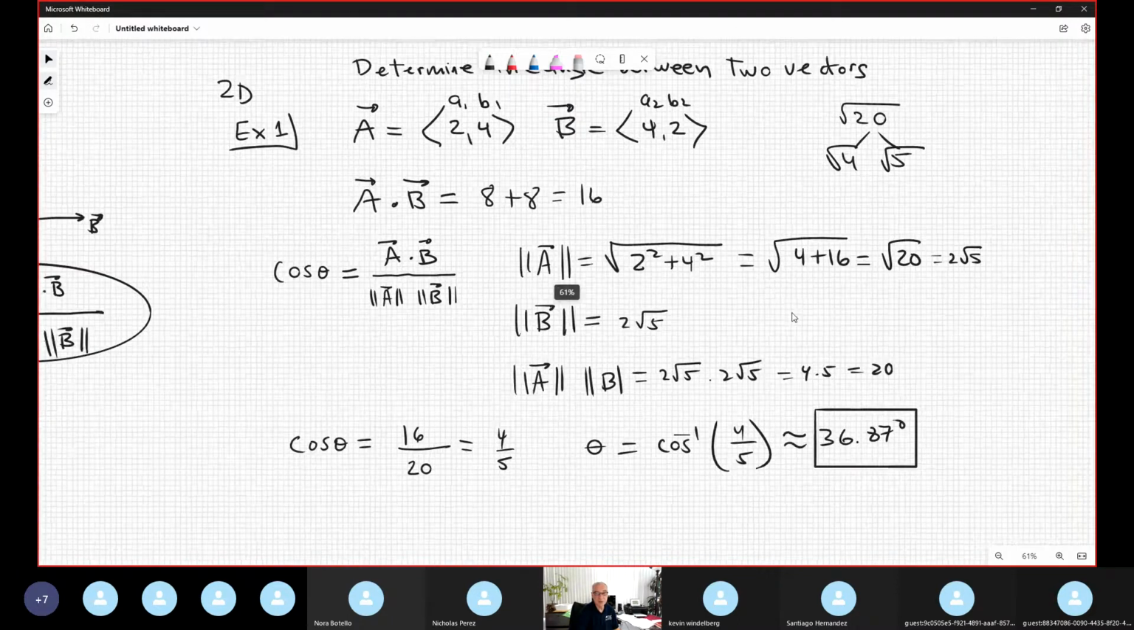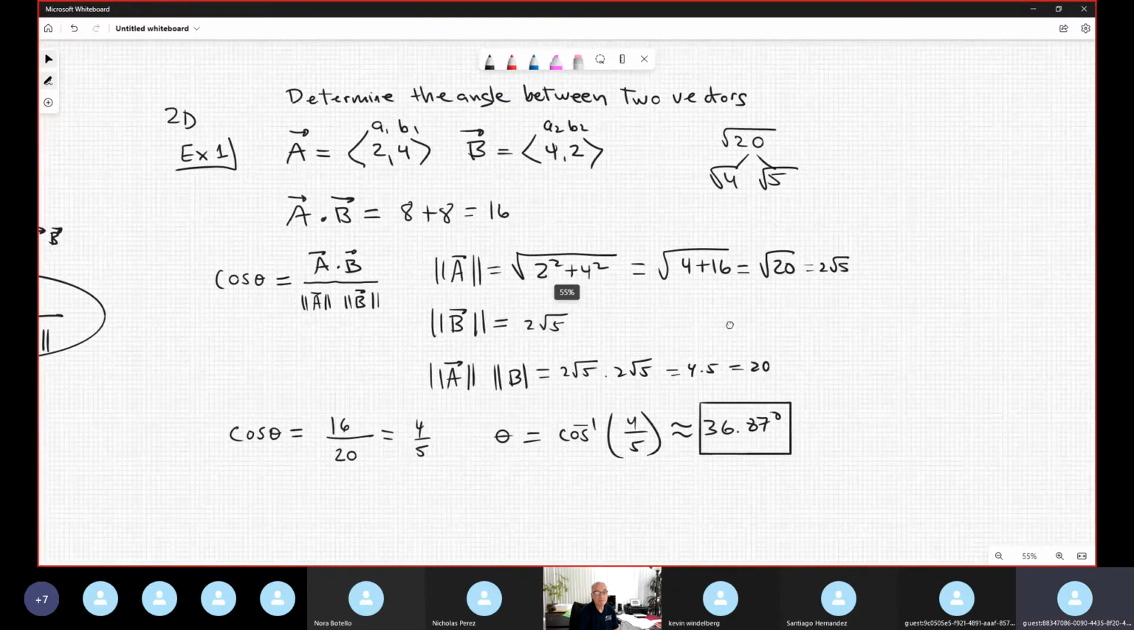Clear or confusing this idea? Clear. It's a formula. And we just substitute, right? Yeah. And the question says determine the angle. I want to show you more clearly in two dimensions.